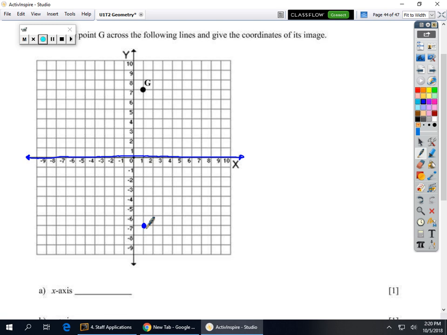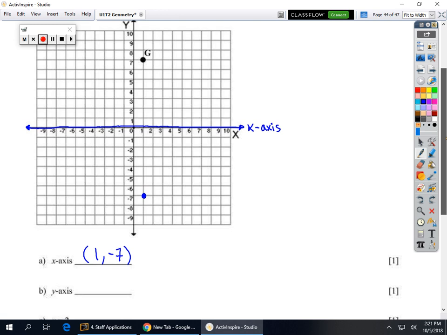So that's my new one. What's the coordinate of it? It is 1, negative, is that negative 7? 1, 2, 3, 4, 5. Yep, it's 1, negative 7. So that's 1, negative 7. All right, this is the x-axis. I'll even put it right there. You know what it is.